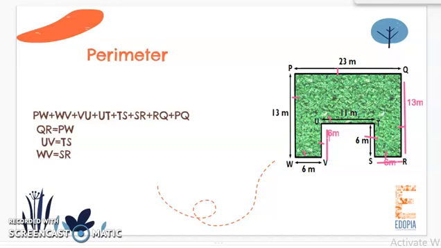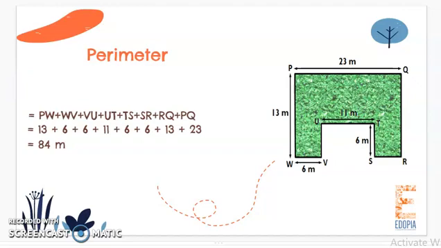Once you have the measurements of all sides, all we have to do to find the perimeter is add them up. Starting from this one point, PW: 13 plus 6 plus 6 plus 11 plus 6 plus 6 plus 13 plus 23. By adding all these sides, we get 84. This means the perimeter of this composite figure is 84 meters.